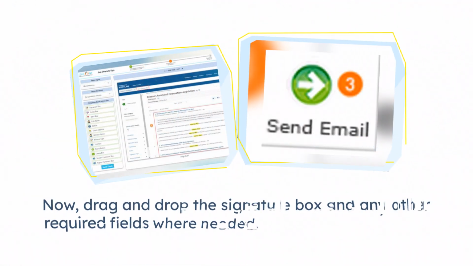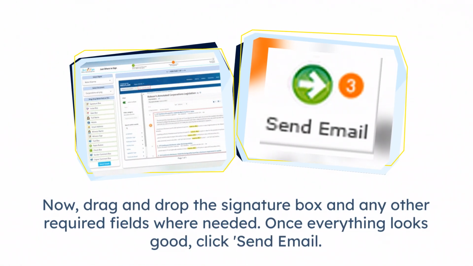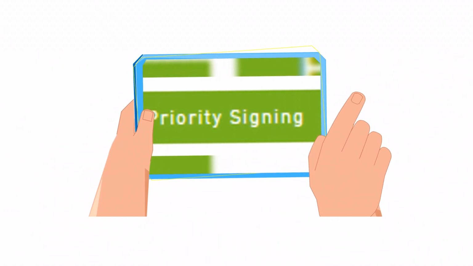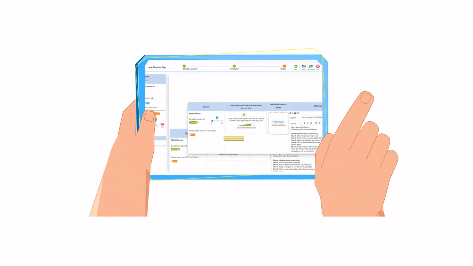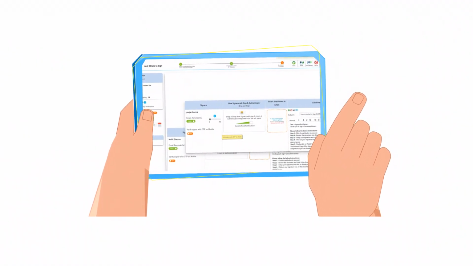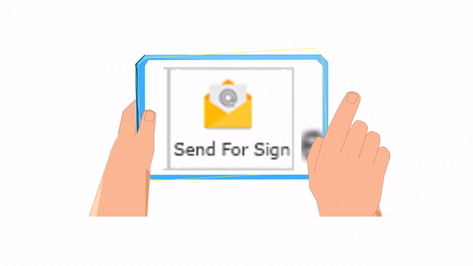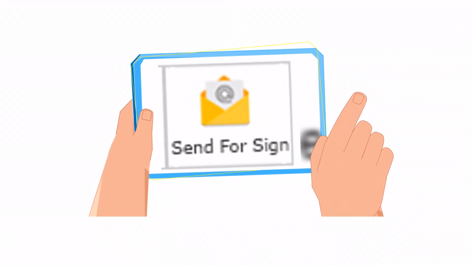Now drag and drop the signature box and any other required fields where needed. Once everything looks good, click Send Email. On the left side menu, select Priority Signing and simply drag the signer windows to set the signing order according to your preference. Don't forget to adjust email settings if needed, and then click Send for Sign.